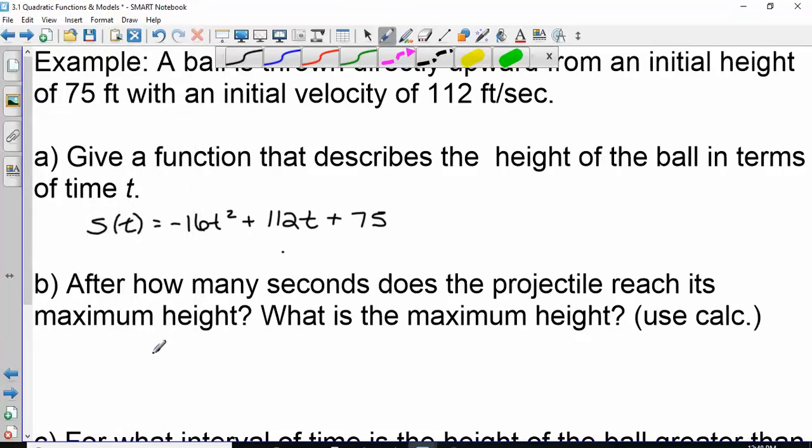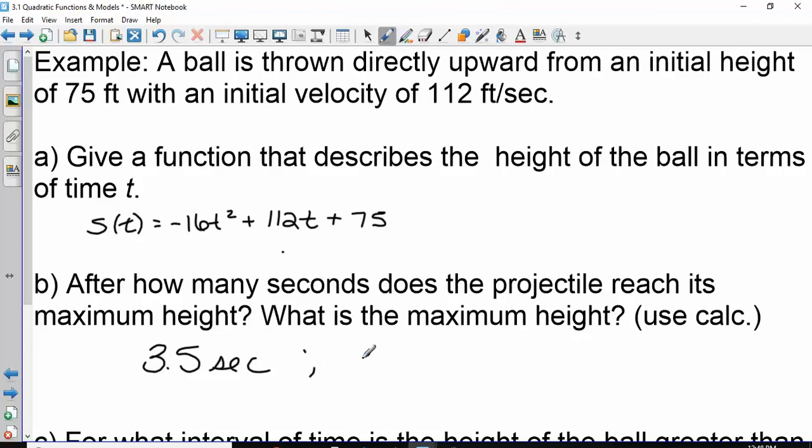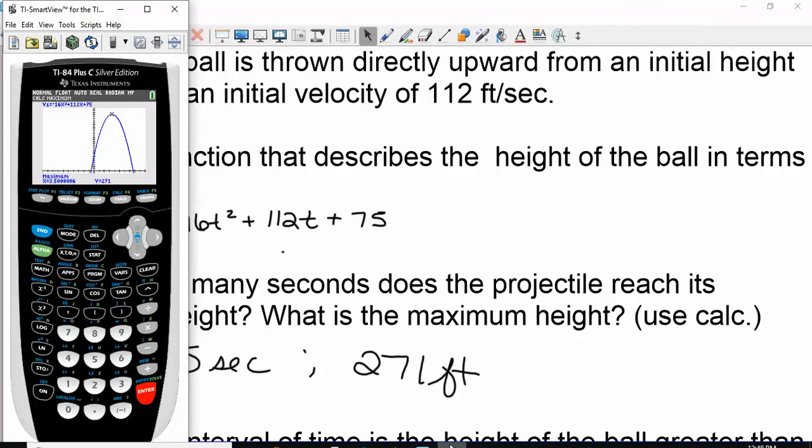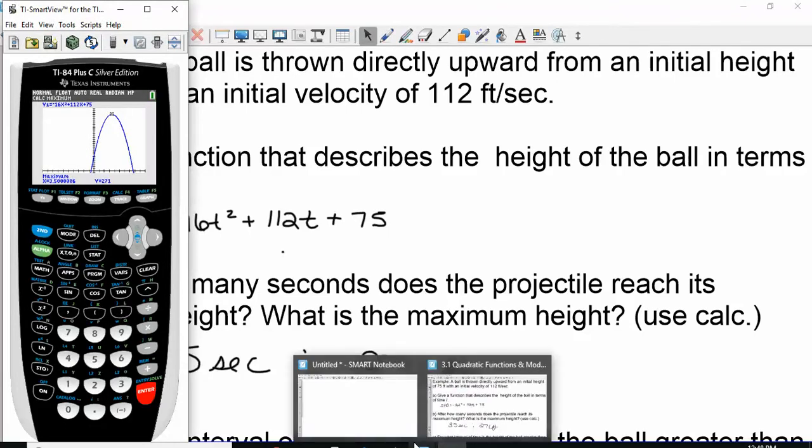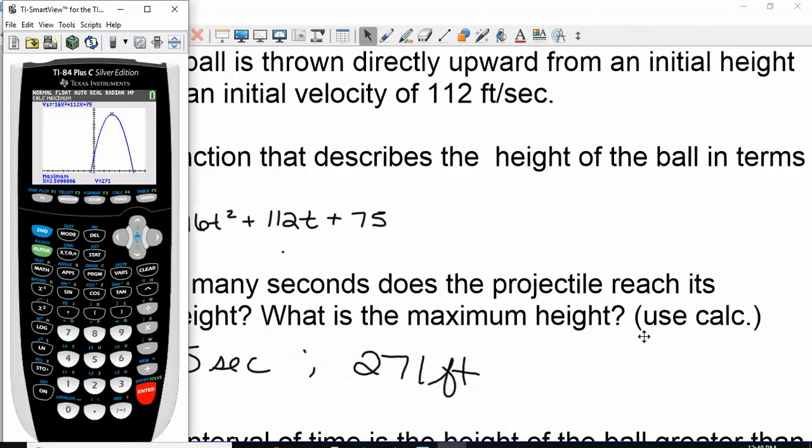So after how many seconds? That would be my time. So that was 3.5 seconds. The actual height is 271. We were in feet. Now, you certainly could have done that by hand. Okay, it's not hard to do, opposite of b over 2a. I'm just trying to show you guys other options on these problems. Yes, sir?